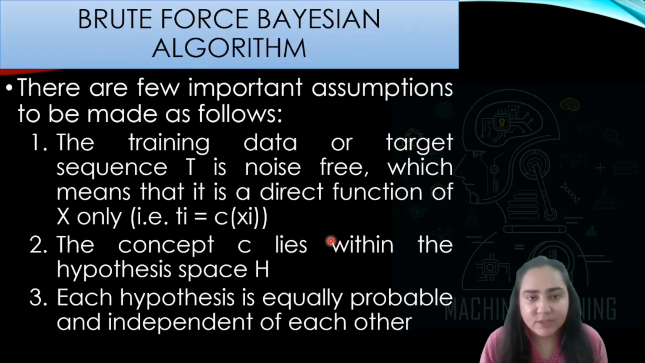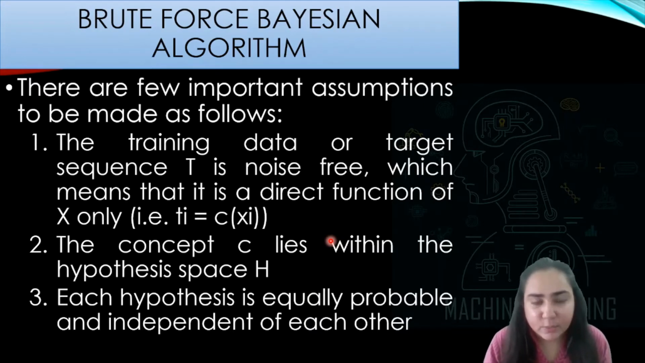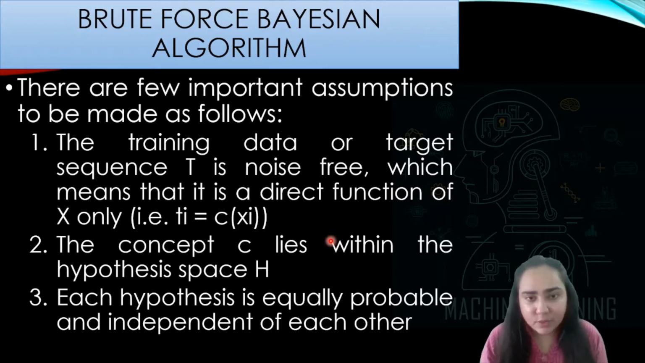The first assumption is that the training data or the target sequence T is noise-free. Okay, so that means there is no error in it, there is no discrepancy in it, which means that it is a direct function of x only, which means you just use this formula and you get the value of t.